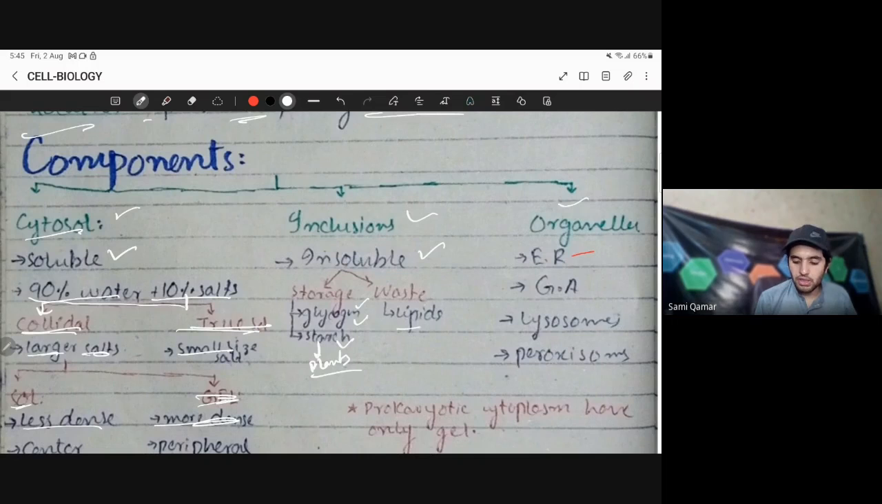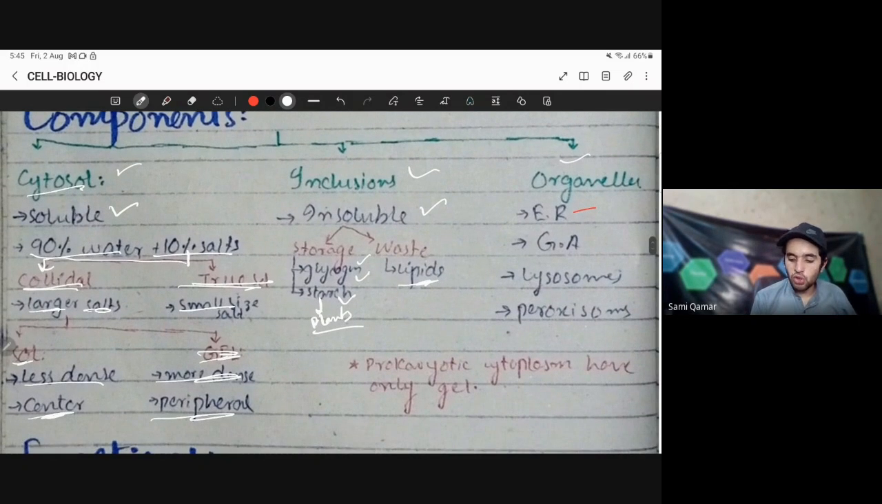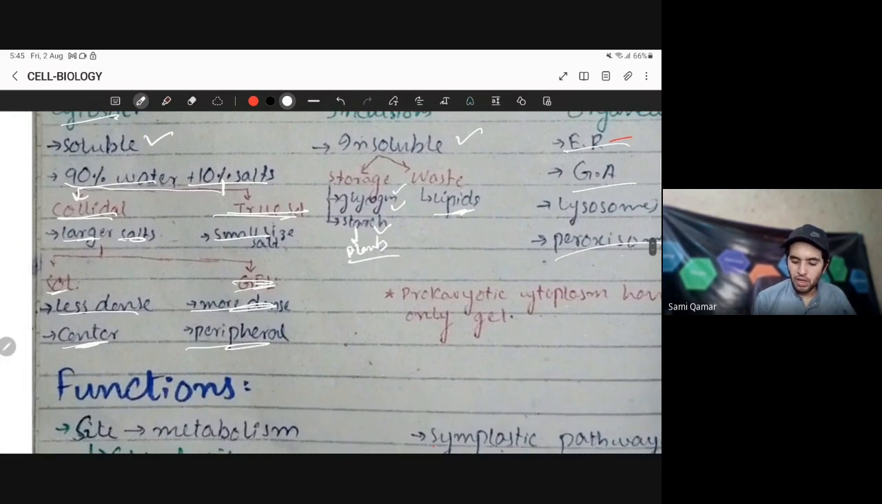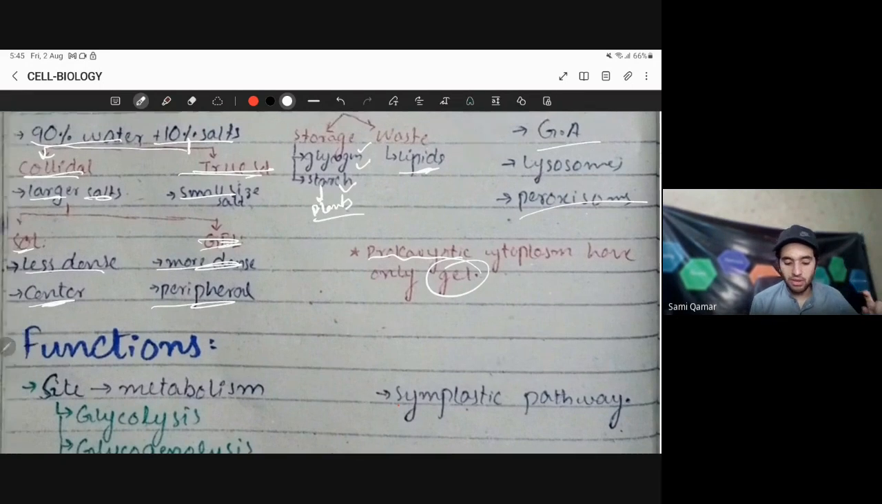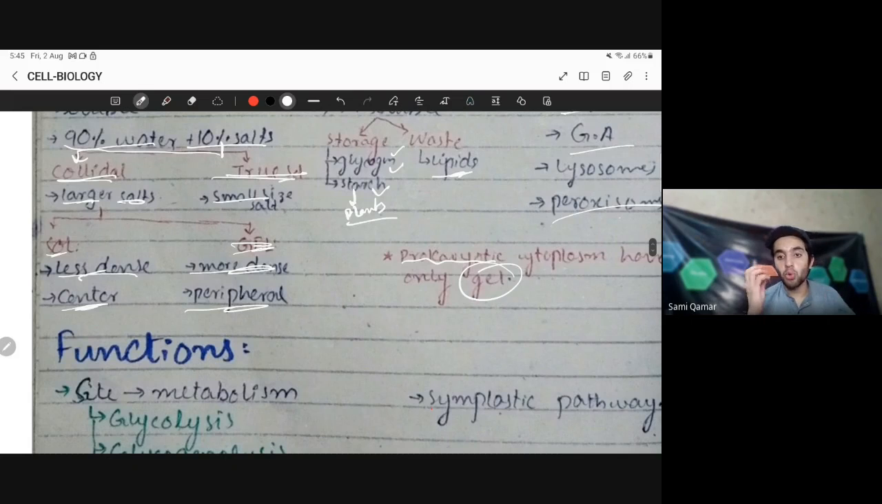And waste products, these are supposed to be lipids, which we burn in high quantity. So lipids are also present in the cytoplasm. I hope you guys got it. There are going to be organelles in the cytoplasm, and all the organelles will be present. Prokaryote cytoplasm has only gel. This is a very good point for you. Prokaryote cells have just gel. They don't have the sol region, where there is a less dense region. They have more jelly-like cytoplasm.